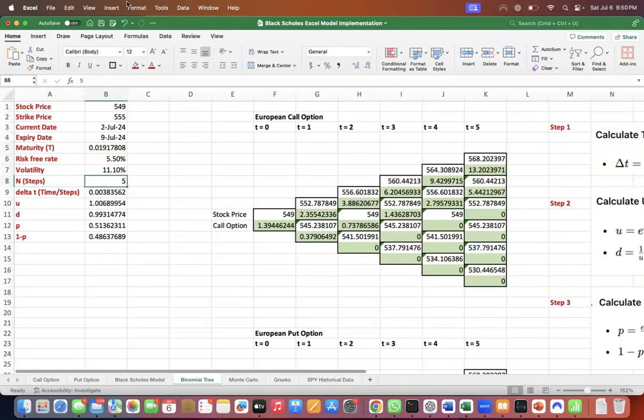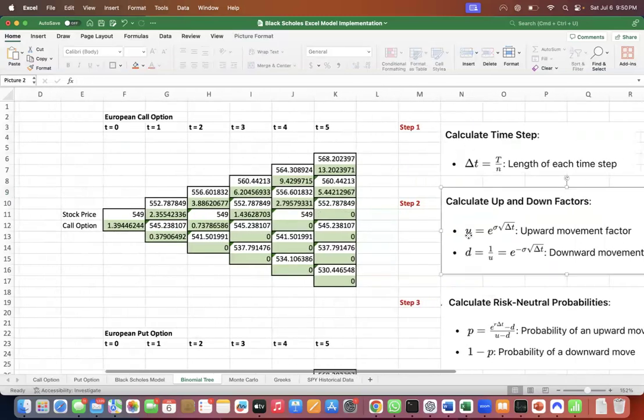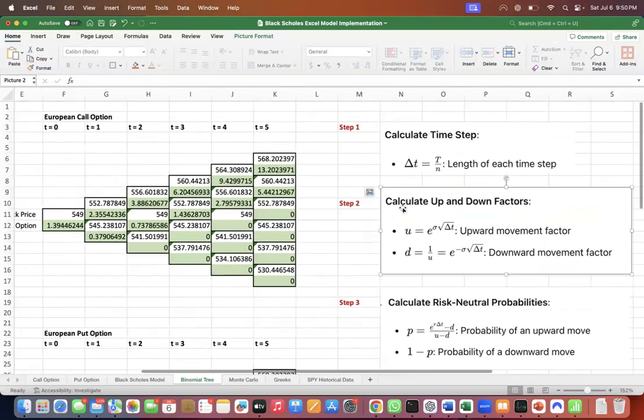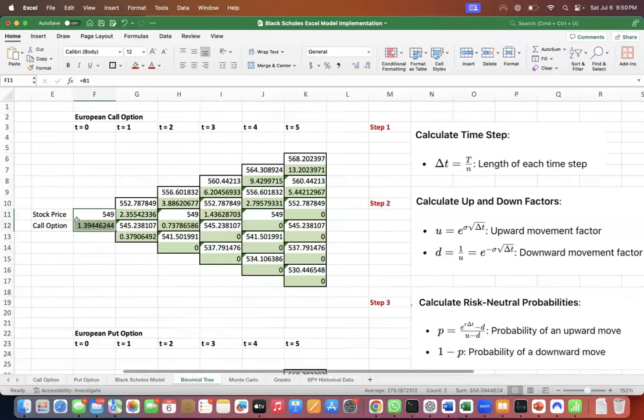So this gives you the delta t, right? Once you calculate the delta t, the second step is to calculate your up and down factor. The up and down factors are just used to multiply your stock price. Always remember, this is one node in your binomial tree. At each node, your stock price can either go up or go down.